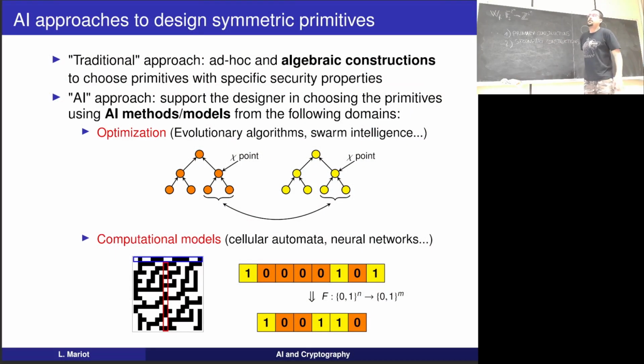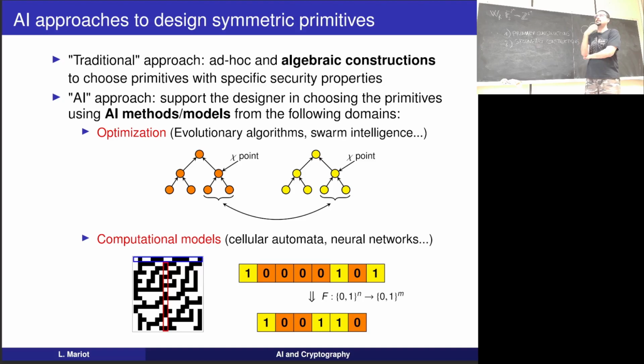The problem with algebraic constructions is that they are nice, of course, because they give you a theoretical guarantee that you're getting what you're aiming for. The problem is that usually they give a very restricted set of functions. So maybe you cannot expect to find a lot of diversity for these functions. And maybe you also want to include other optimization criteria, such as implementation properties. So you want them to be implementable with very compact circuits in hardware, for example.